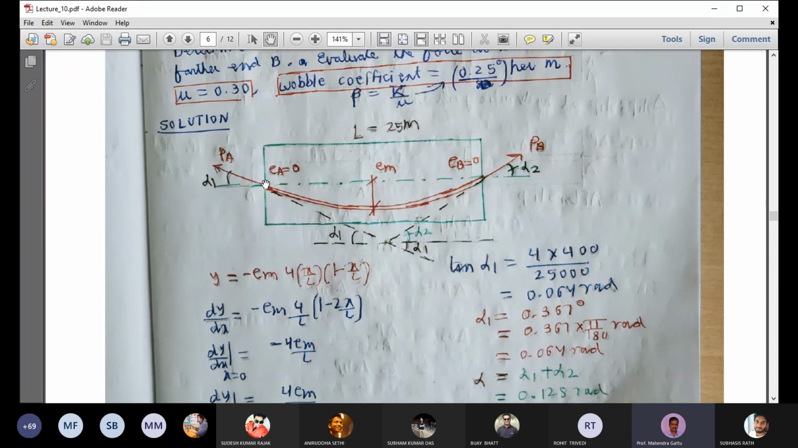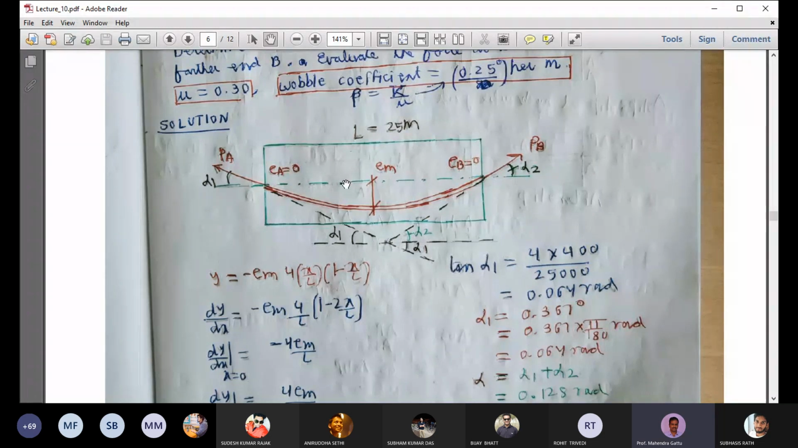If you find the slope of the cable at this point, that is alpha 1, which is also the angle the tangent makes with the horizontal. Again we can find the slope on the right edge, that is alpha 2. This value will be equal to alpha 1, and the angle the tangent makes here is alpha 2. So the total change in the slope will be alpha 1 plus alpha 2. The first thing we have to find is the change in slope of the cable from point A to point B, so we have to find alpha 1 plus alpha 2.